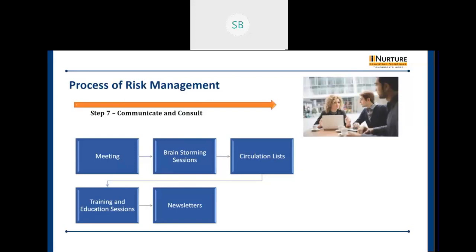So what are the ways of communication? There are various ways. You can have a meeting, a brainstorming session, a circulation list, training and education sessions, or newsletters. There are many ways in risk management through which we can communicate and inform. So this was all about the process of risk management, the 7 steps.